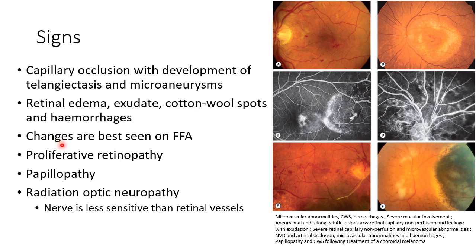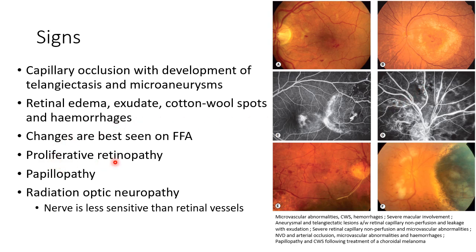The changes of radiation retinopathy are best seen on fundus fluorescein angiography. This picture shows a case of radiation retinopathy in which fundus fluorescein angiography demonstrates aneurysmal and telangiectatic lesions associated with retinal capillary non-perfusion and leakage along with exudation. This picture shows fundus fluorescein angiography of radiation retinopathy demonstrating severe retinal capillary non-perfusion and microvascular abnormalities.